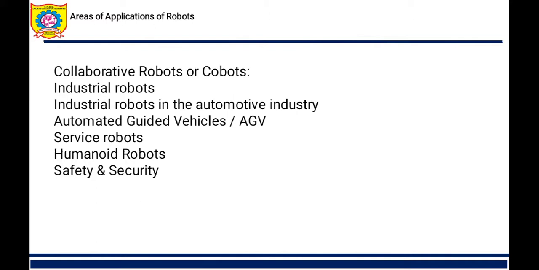Toy robots are there too. Aibo is a toy robot, a robotic dog. Roberta is a toy robot, so it will help your kids also. It becomes a friend for your kids, right? So these are all service robots.